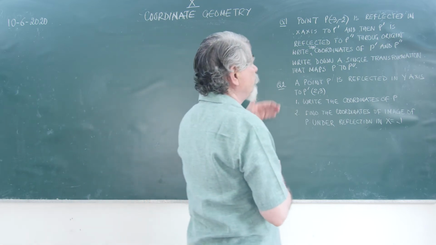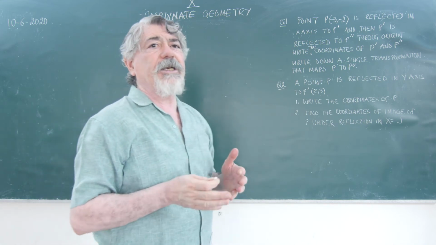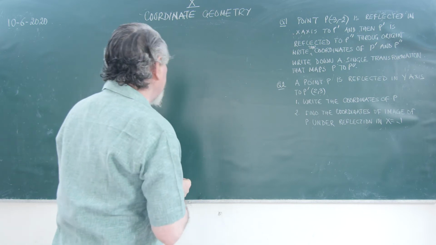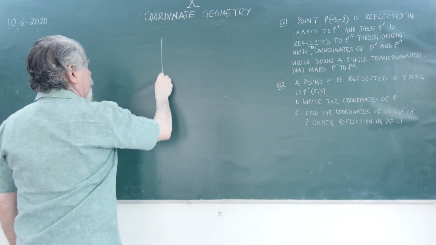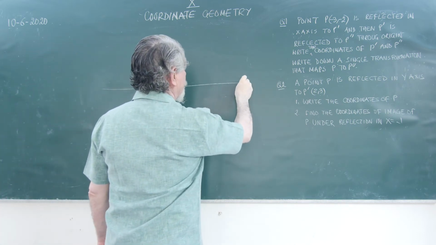Now what we can do is we can plot these points and do the reflection. Generally it is done on graph paper. He may even ask you to use the graph paper. For example, let us see. I'm just going to show you how it is to be done.